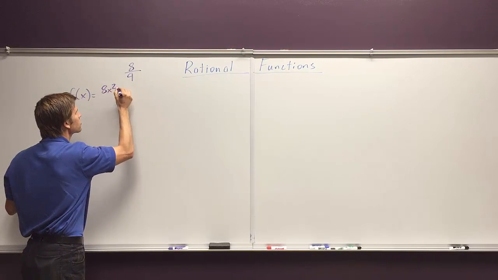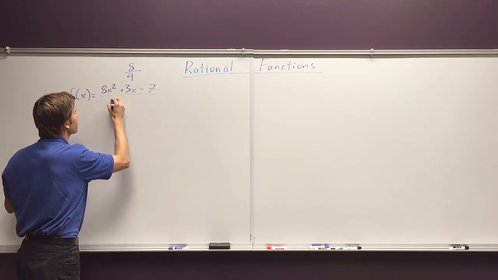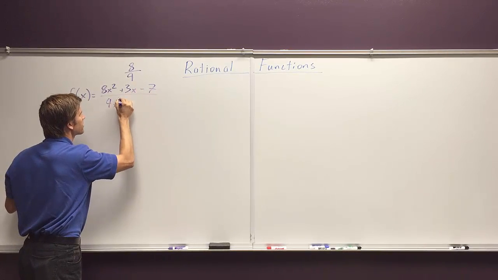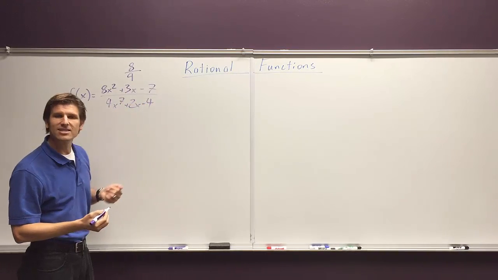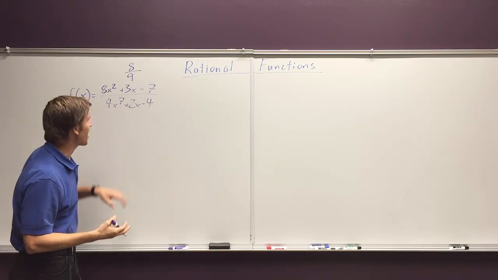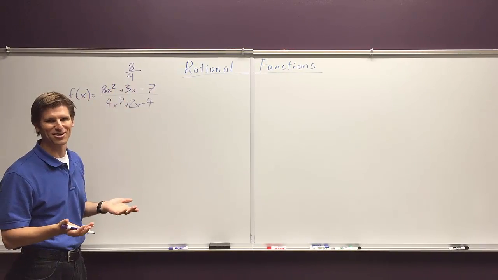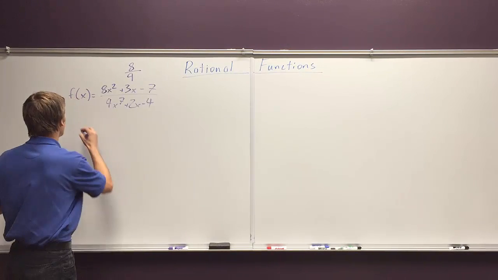So 8x squared plus 3x minus 7 over 9x to the 7th plus 2x minus 4. That's an example of a rational function. Now, if we're trying to understand rational functions, probably this is not a good place to start. We should start with the simplest rational functions we could come up with.